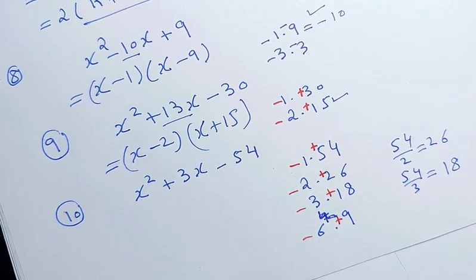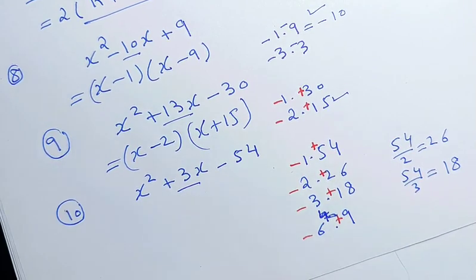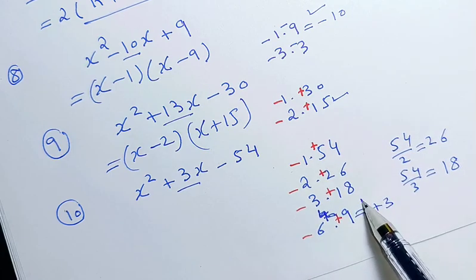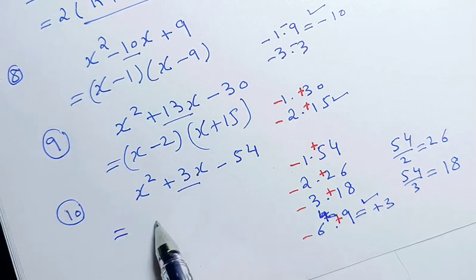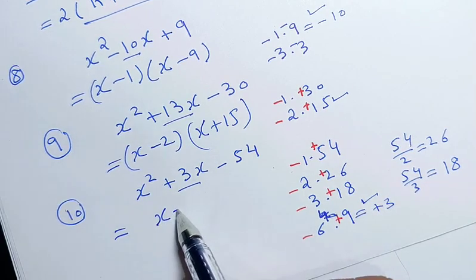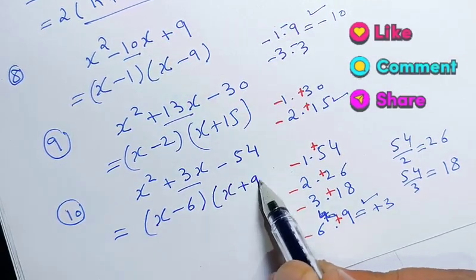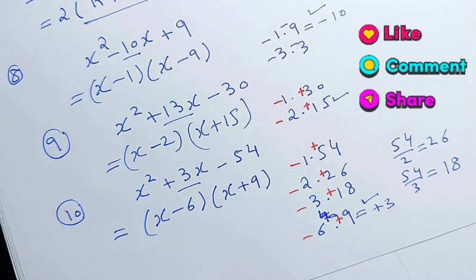So we need to add. The answer must be equal to positive 3. Negative 6 plus 9 is equal to positive 3. So I'm going to use these factors. My answer is going to be x minus 6 multiplied by x plus 9. This is my final answer.